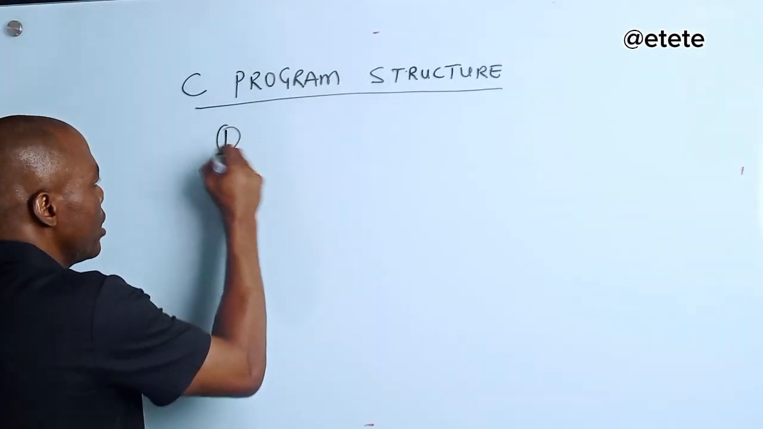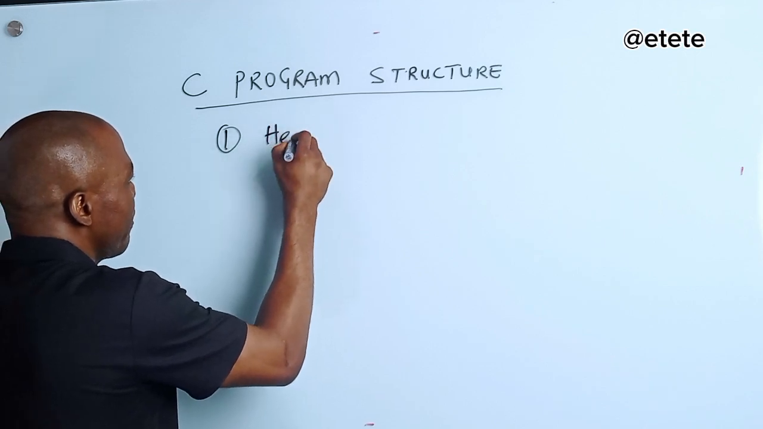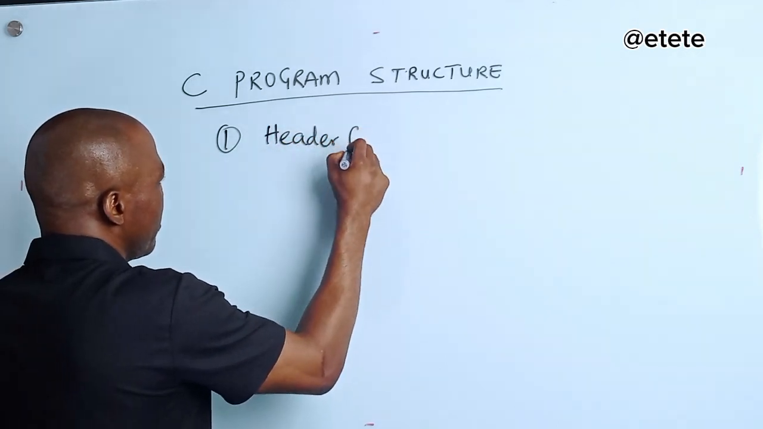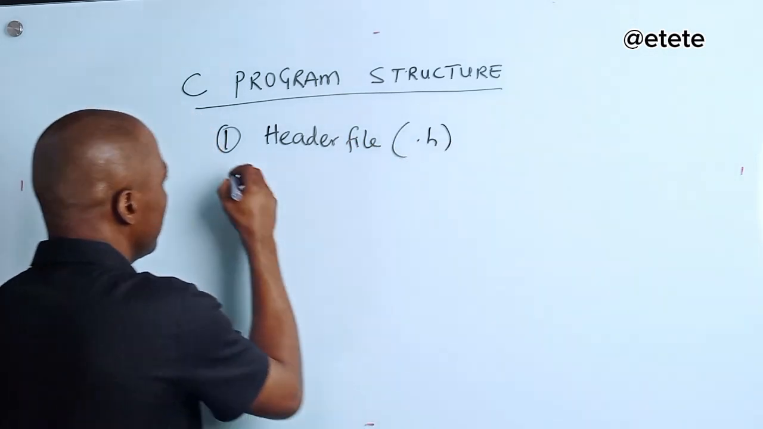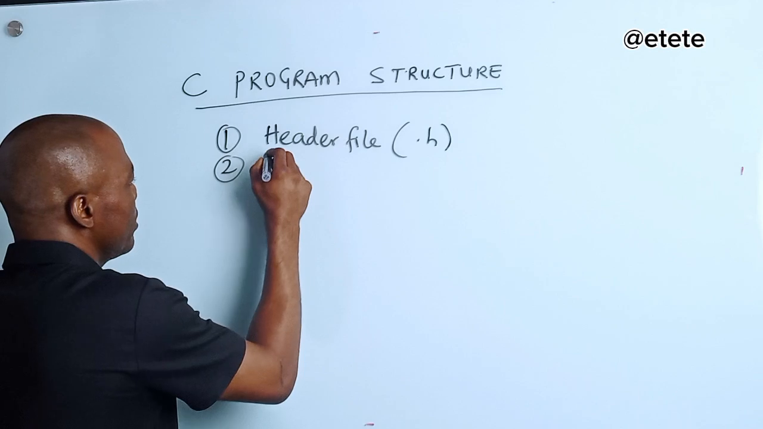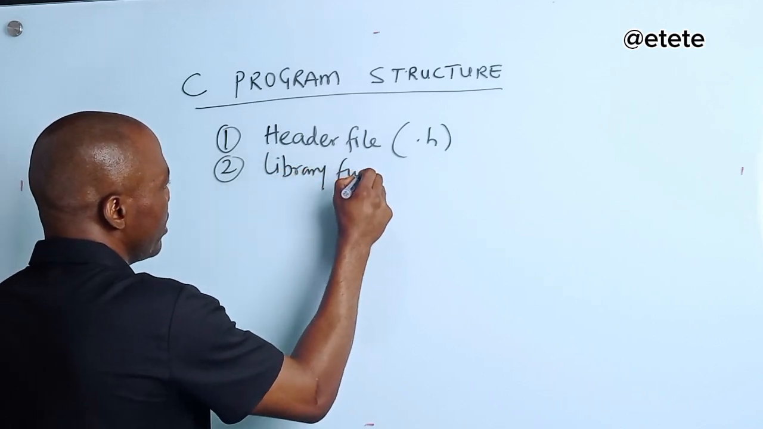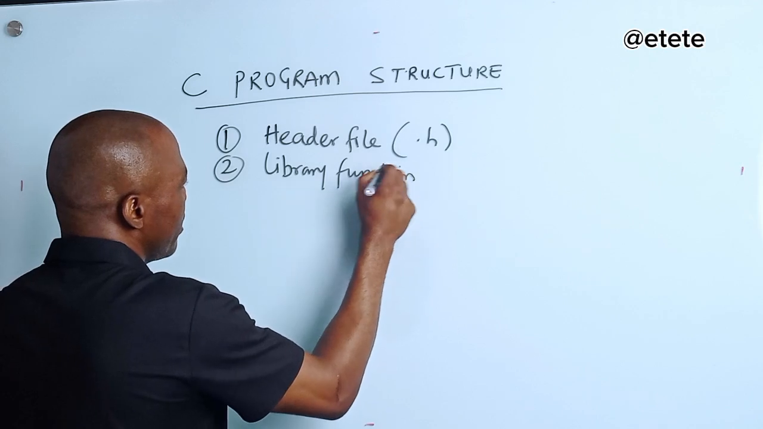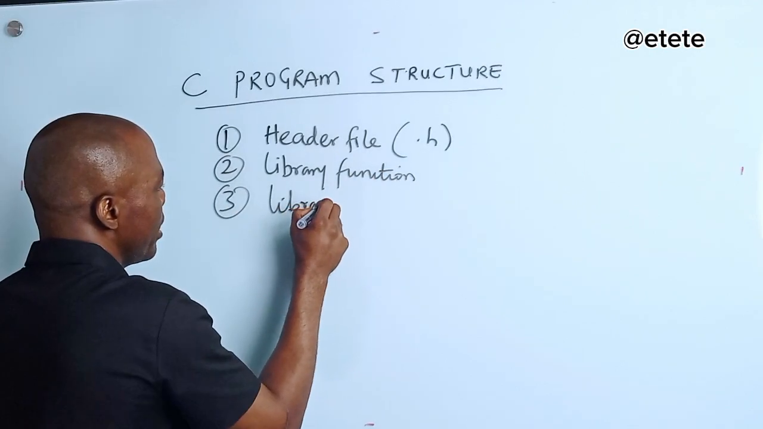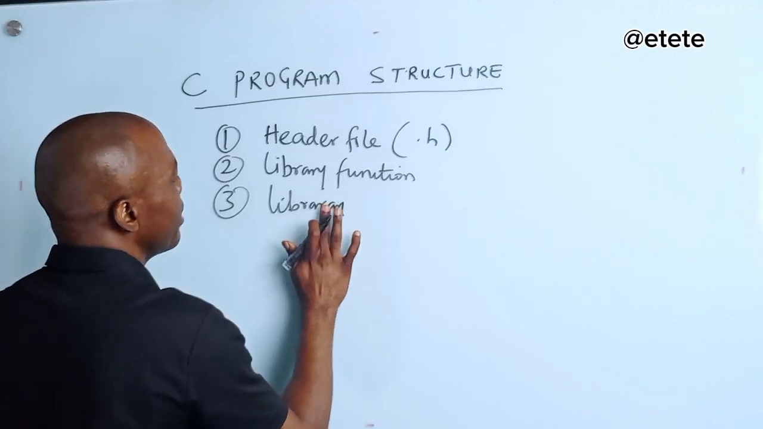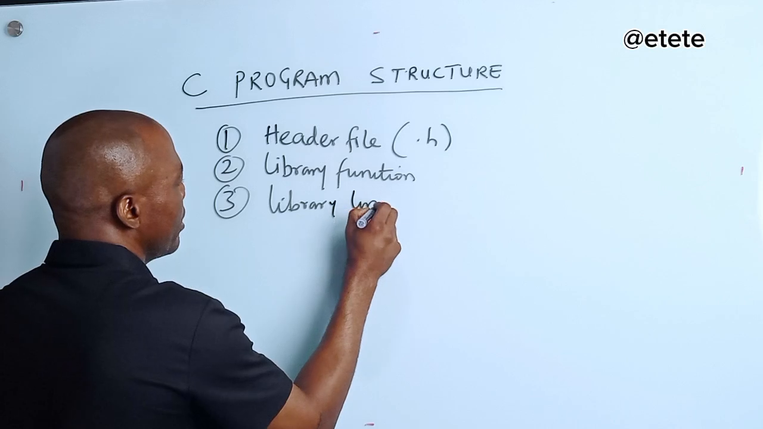So the first one is what? The header file, which has a .h extension. And then the second one is the library function, which is actually the library file, right? The third one is what? The library linking.